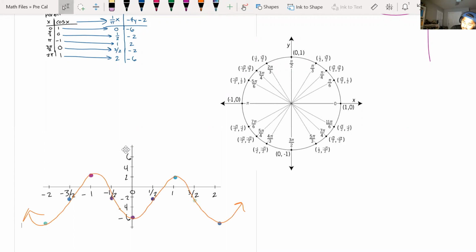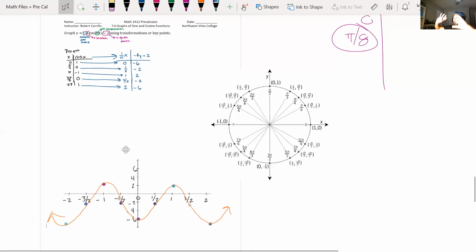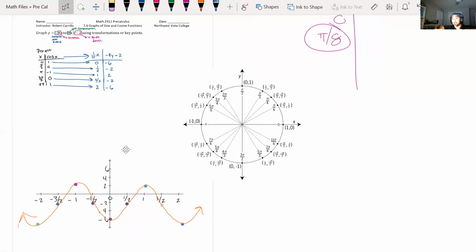So we took the original cosine function, we flipped it over the x-axis, we stretched it by 4, shifted it down 2, and then compressed it by 1/pi. Anybody want to see that done with transformation, with key points?